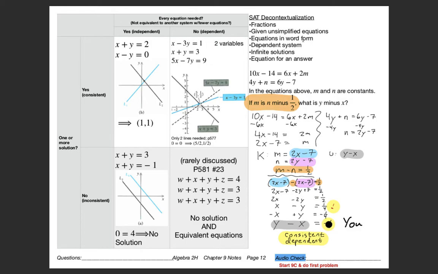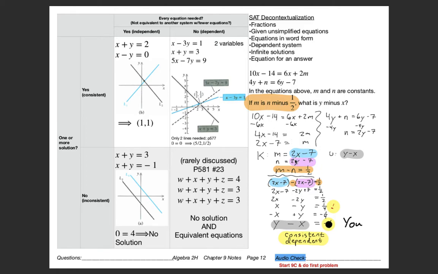The equations could be in word form. Here's one. If m is n minus 1/2. It just throws you for a loop. It's like, what? What was that? And then as soon as you translate it into an equation, like down here, m is n minus 1/2.